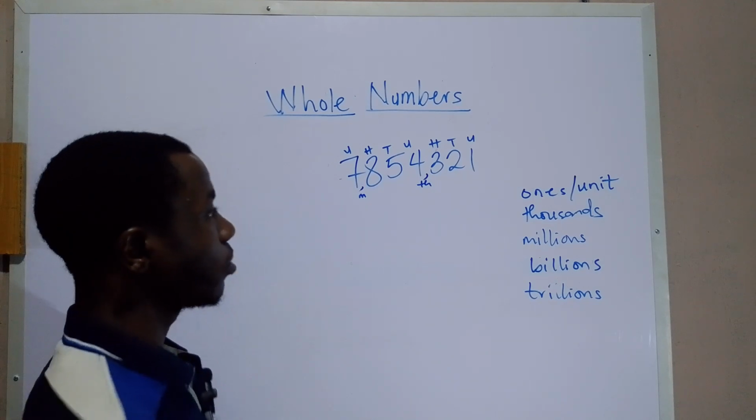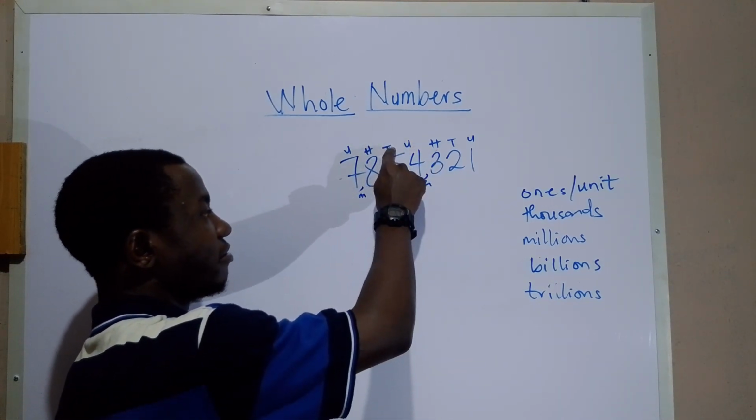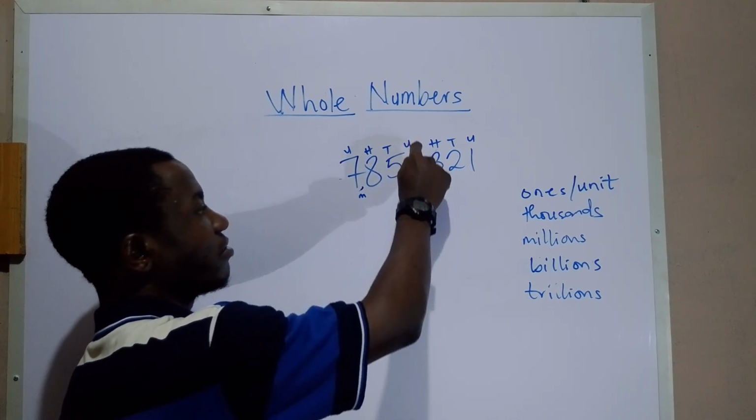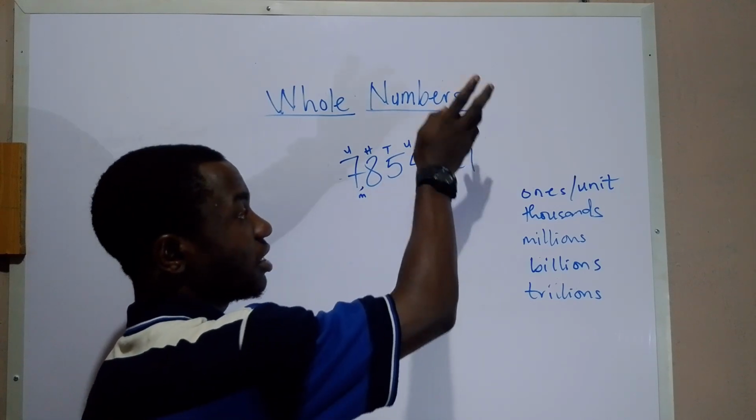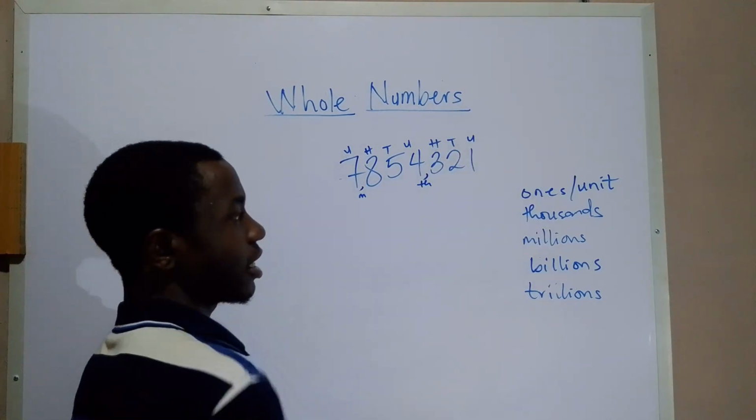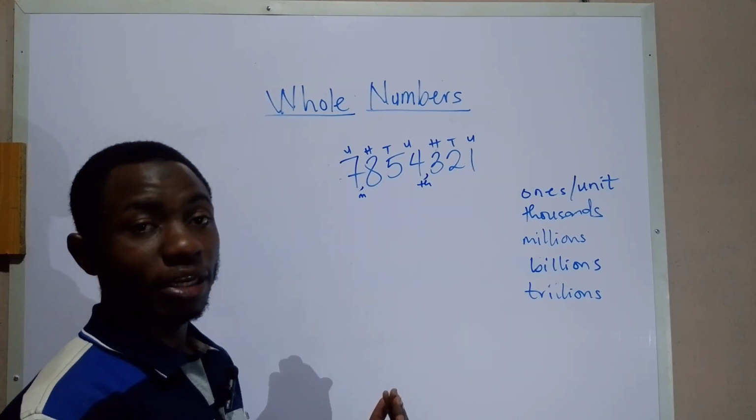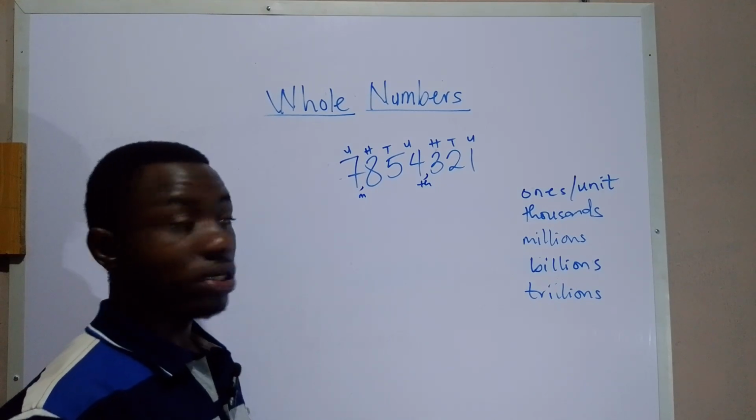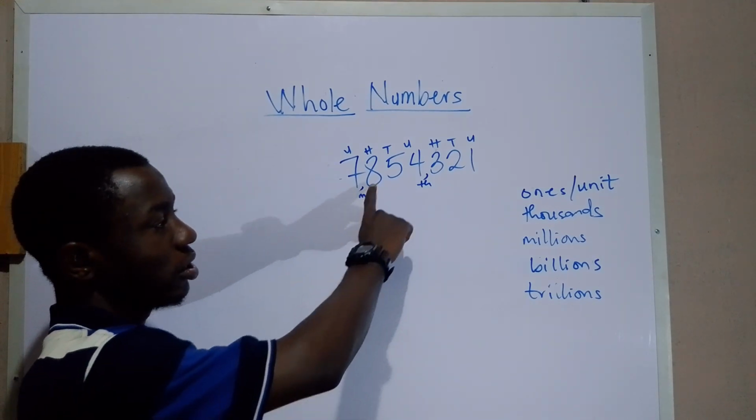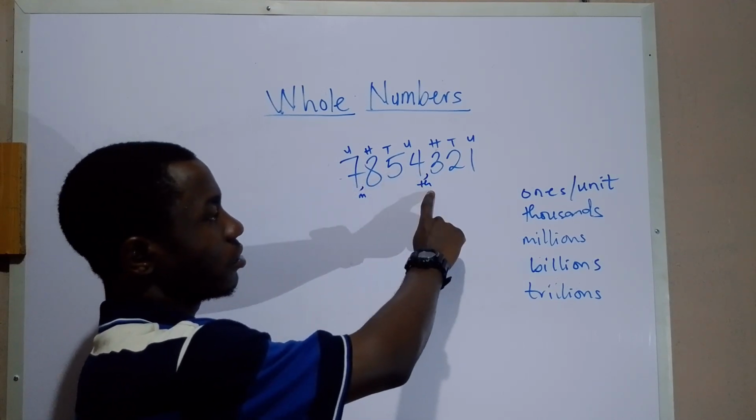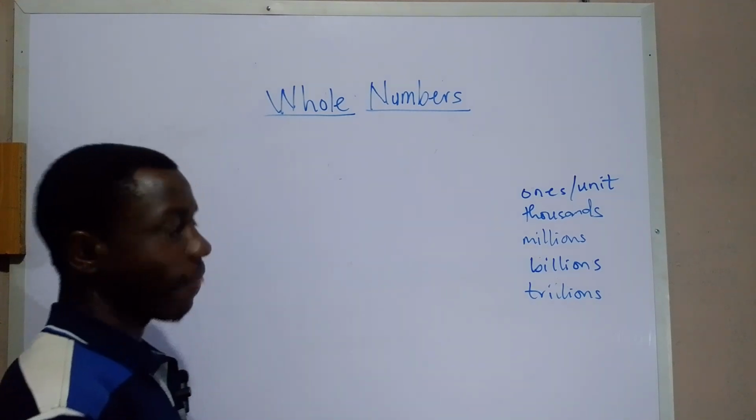Very simple as that. So place value of 8 here is 100,000, place value of 5 here is 10,000, place value of 4 here is 1,000, place value of 3 is 100, place value of 2 is tens, and the place value of 1 is unit. So simply to read this number is very simple as just saying 7,854,321. Now let's see one more example.